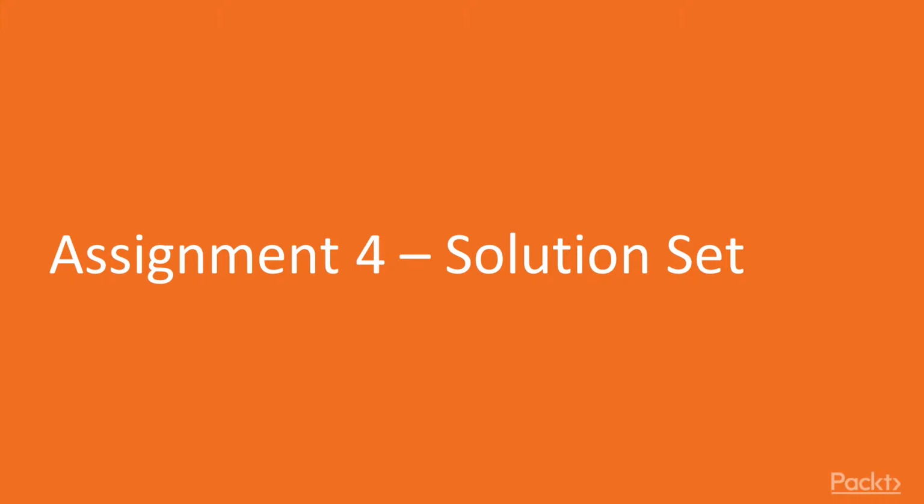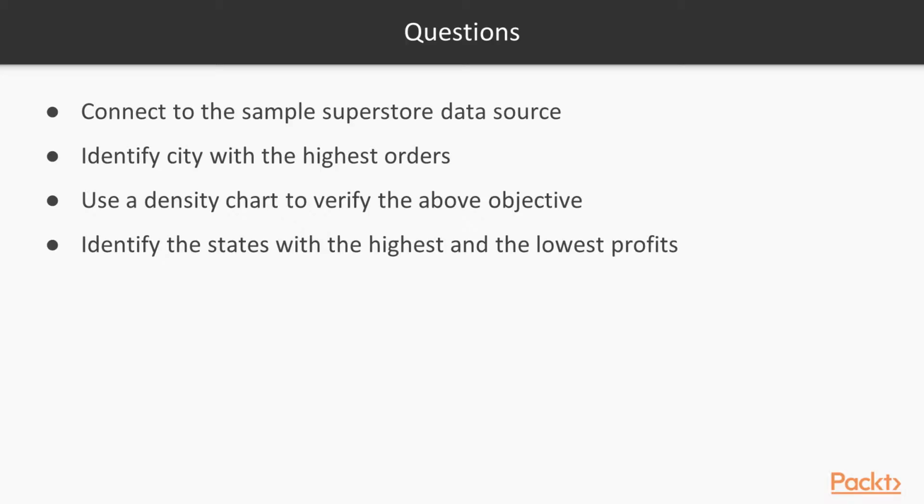Let's start by looking at the objectives. You needed to connect to the sample superstore data source and identify city with the highest orders. Then, you need to use a density chart to verify the above objective. And lastly, you need to identify the states with the highest and lowest profits. Let's start with the first two objectives.